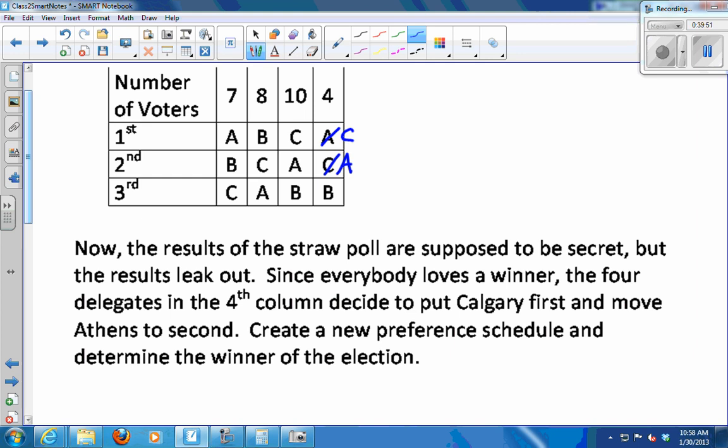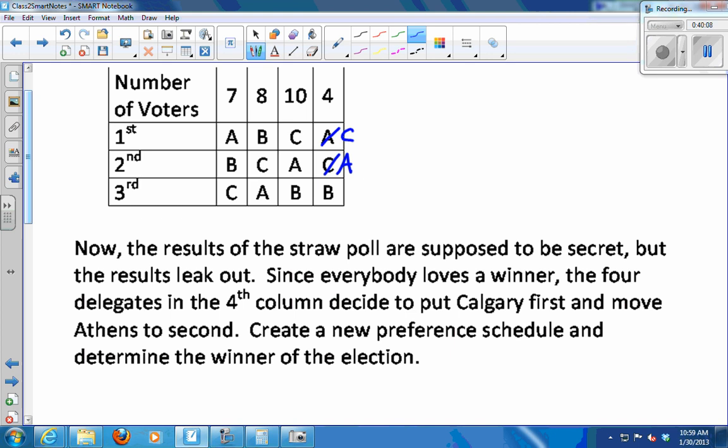They changed their mind. After the straw poll, for the real vote, they said Calgary's going to win. Let's just vote for Calgary. We'll be on the winning team, you know. So they switch their vote. Instead of ACB, they do CAB.